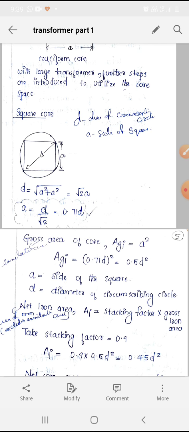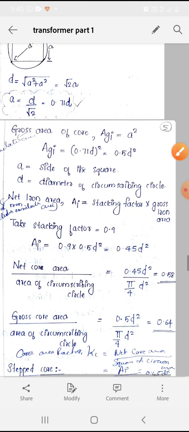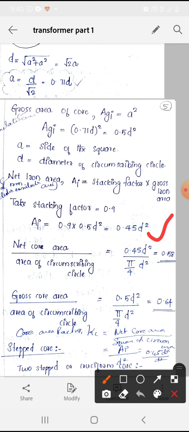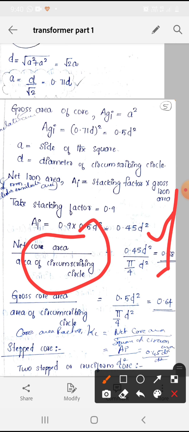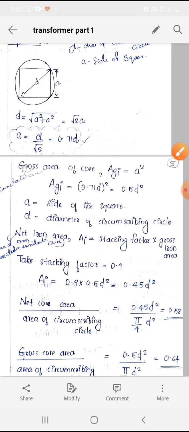Okay, so in the case of square core, small d is equal to root of a square plus a square. So here a is equal to 0.71 d. You need to know this equation: a is equal to 0.71 d in the case of square core. And also Ai is equal to 0.45 d square, and also this ratio is 0.5 d and this ratio is 0.64. So mainly you need to know the small a value and capital Ai value for problems.